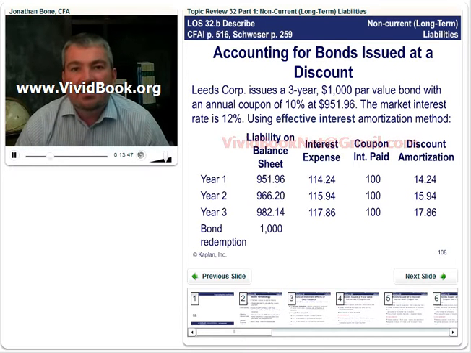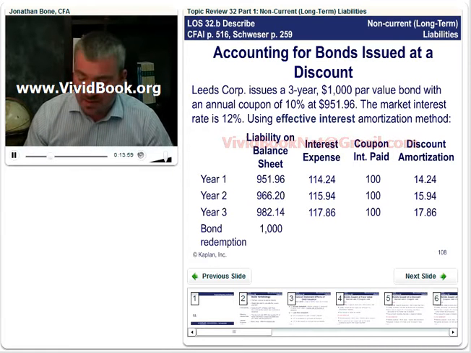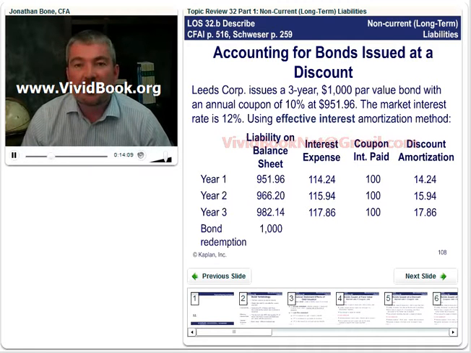Okay, now let's have a look at this. We've got an opening liability there of 951.96. Now, if we take the market interest rate when the bond is issued, 12%, and we do 12% of the opening liability, so 0.12 times 951.96, we get 114.24 with a tiny bit of rounding. Now, of course, that is the interest expense, and that's what's going to appear in our income statement. Compare that to the coupon. The coupon is 10% of par value, $100.